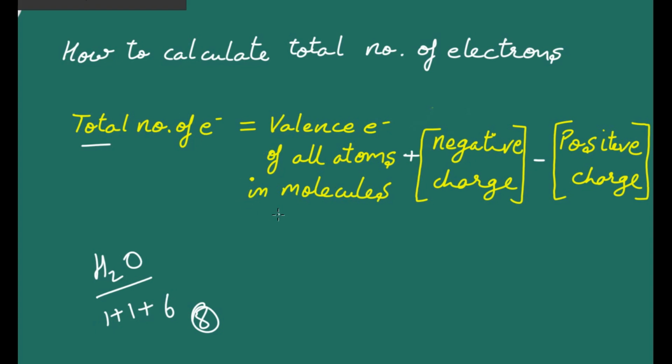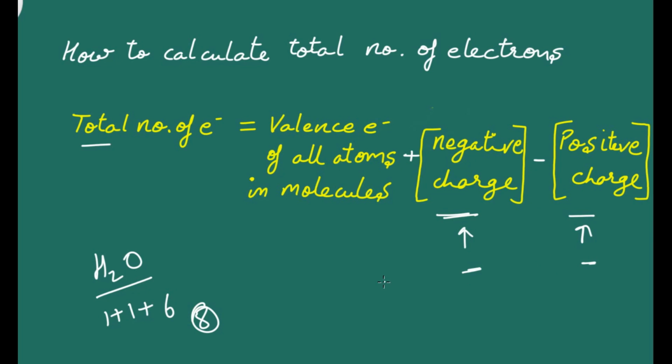So after calculating the total number of valence electrons in the molecule, you have to add the negative charge if there is a negative charge, and you have to subtract the positive charge if there is a positive charge. Now these two will be present individually. These two will not be there in a molecule altogether. If the molecule is neutral, that means there is no negative charge, no positive charge.